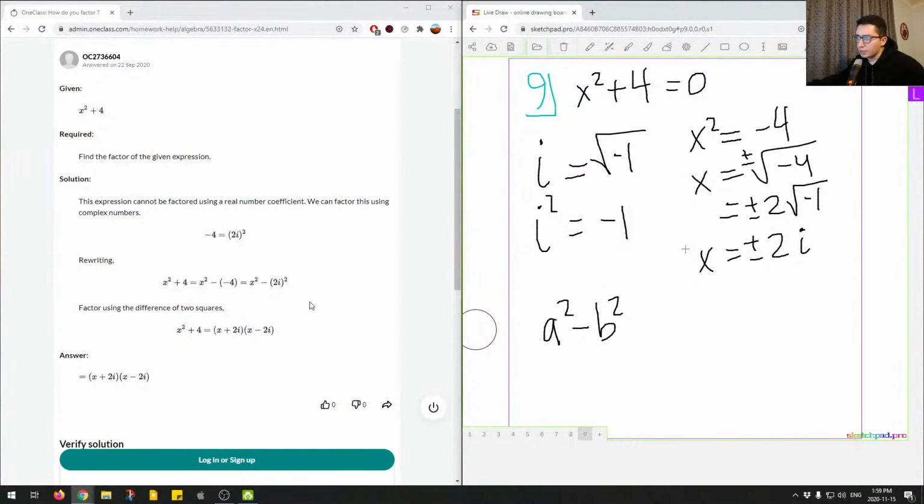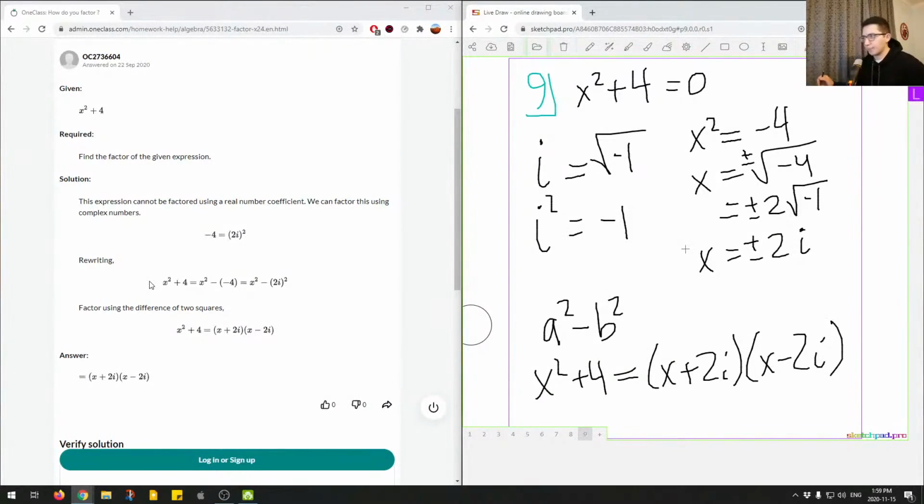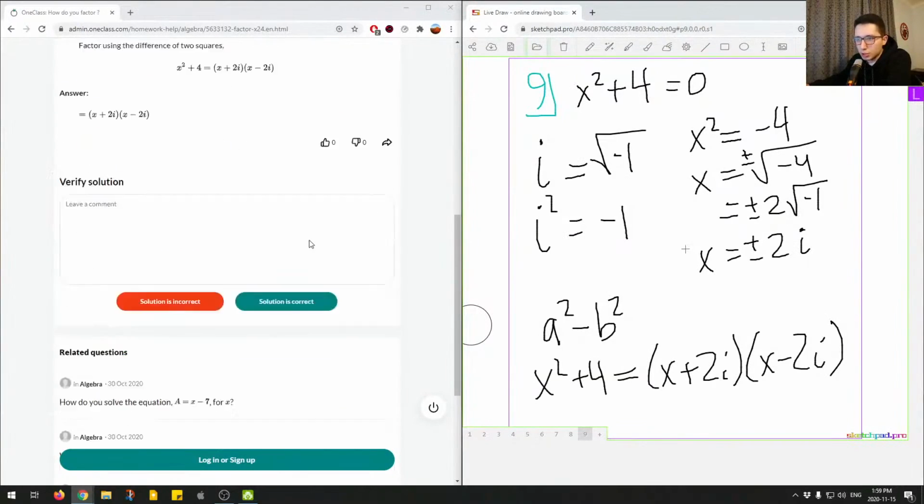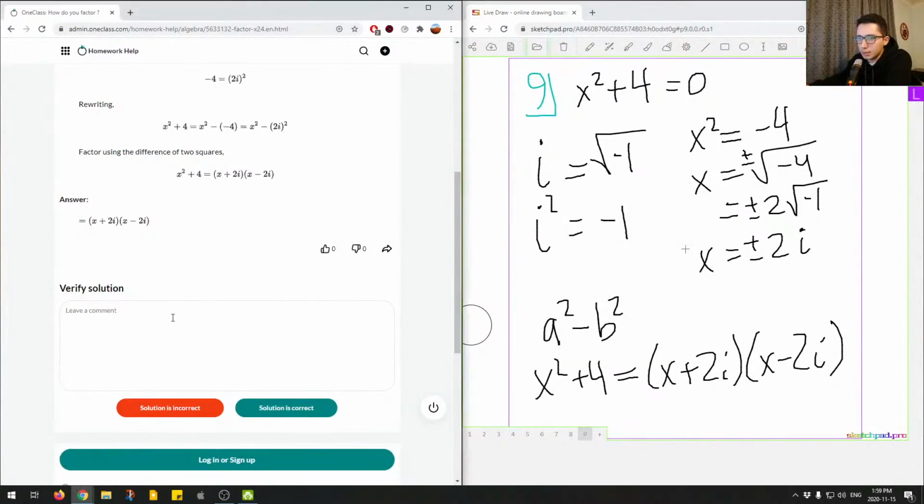Similarly, what we did over here was a different process to get to the same root. So we know x is plus or minus 2i, and that's the case over here. But we know that x squared plus 4 is a difference of squares based on this right here, and we end up with x plus 2i, x minus 2i. And this is the correct answer. So we'll mark this question as correct. So correct answer, great job.